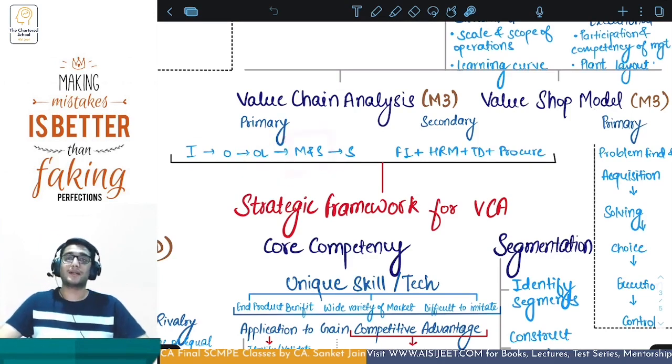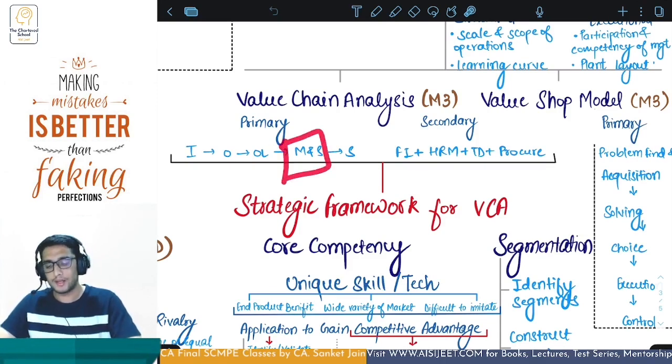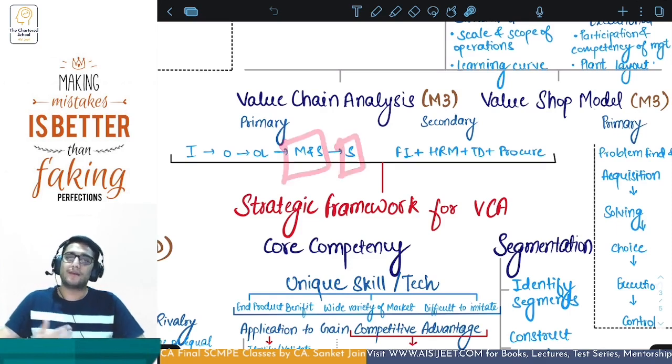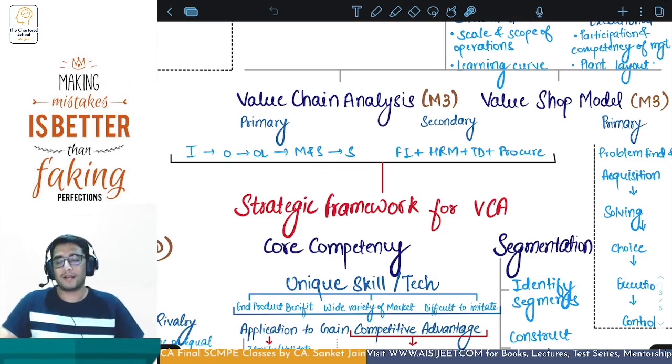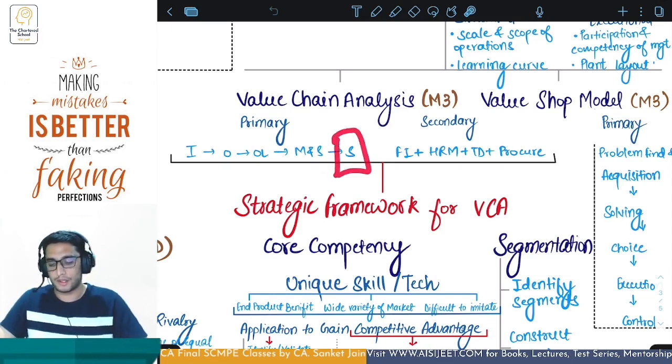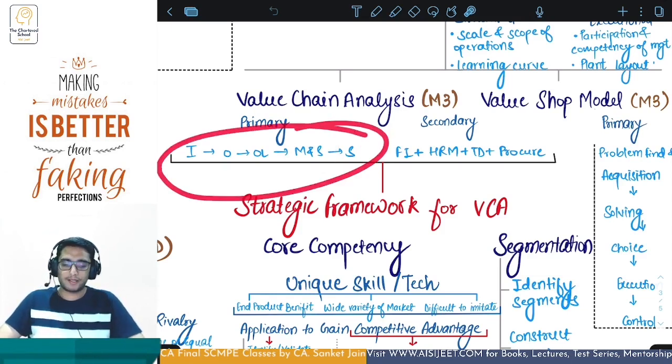Fourth is marketing and sales. Just by producing the finished goods, you cannot sell the product, right? You have to market the product. So selection of distribution channels, advertisement, everything would go into marketing and sales. And last is services. Services you need to provide along with the sales, like installation, or after the sales, like return management, claim handling, complaint management, everything would go under the services part. So these are the five primary activities.